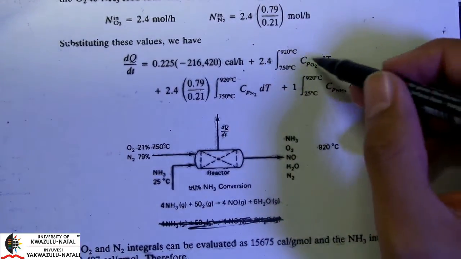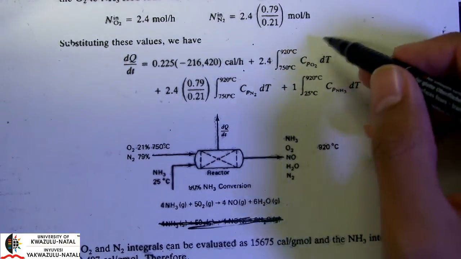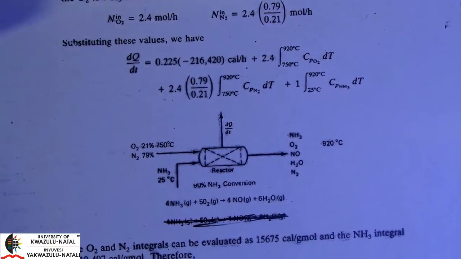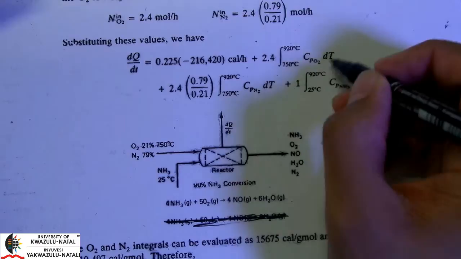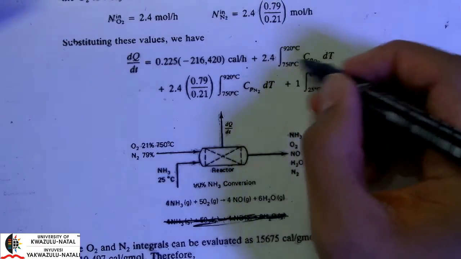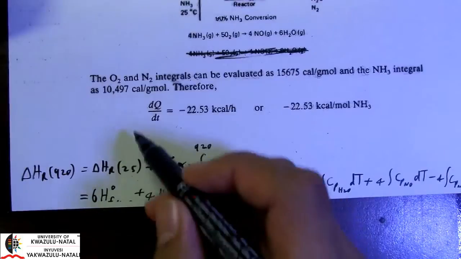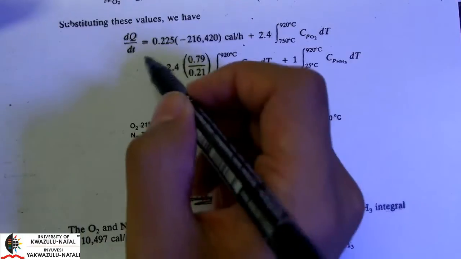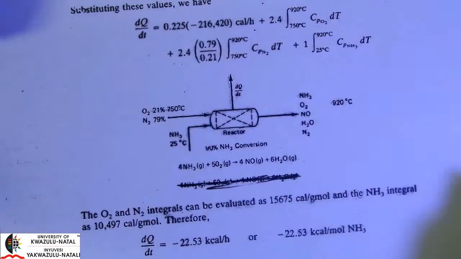So we have for oxygen 750 to 920, that will only be sensible heat in the gaseous phase. The same with nitrogen, and also the same with ammonia. So we simply need to retrieve our heat capacity coefficients for the vapor phase and substitute them into these integrals and evaluate them. Ultimately that will be the problem solved. We simply evaluate these integrals, perform the summation, and we can obtain our desired dQ/dt.